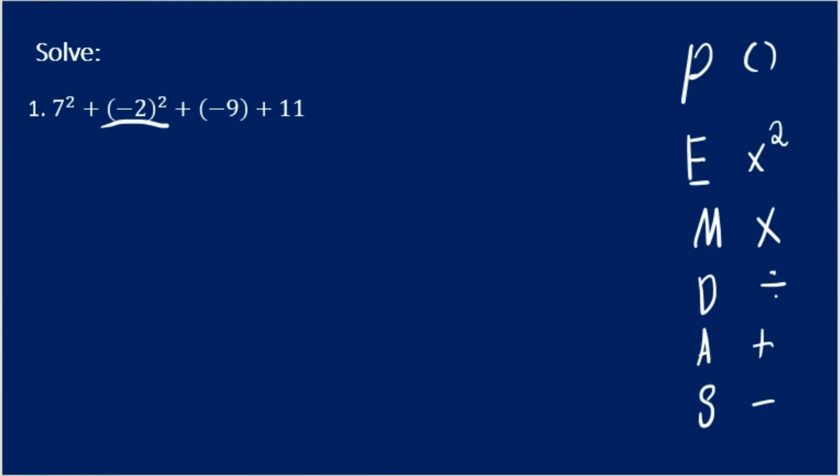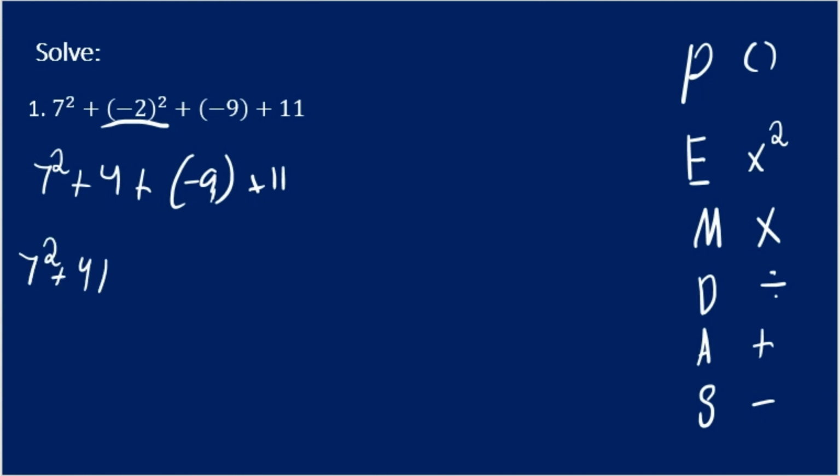Okay, now first parentheses, negative 2 whole squared. That's going to be 4. So 7 squared plus 4 plus the whole negative 9 plus 11. Okay, now we still need to do the parentheses, so we would want to do the negative 9 parentheses. So we would say 7 squared plus 4. To get rid of the parentheses around negative 9, we want to do addition times subtraction, or positive times negative, and that would be negative. So that would be negative 9 and then plus 11.